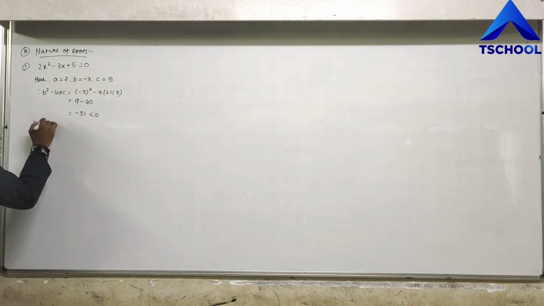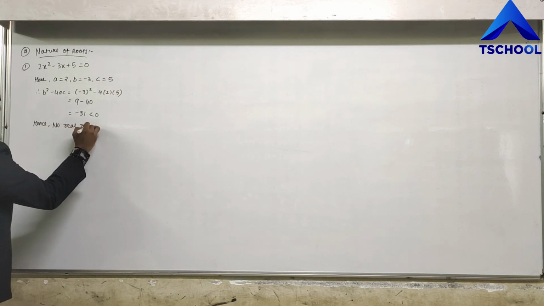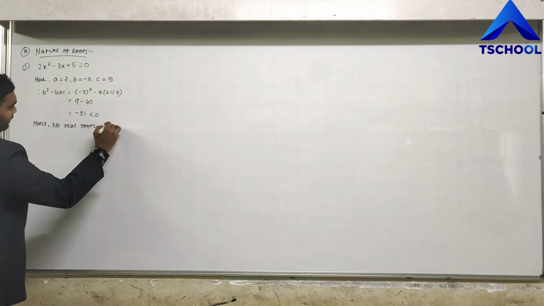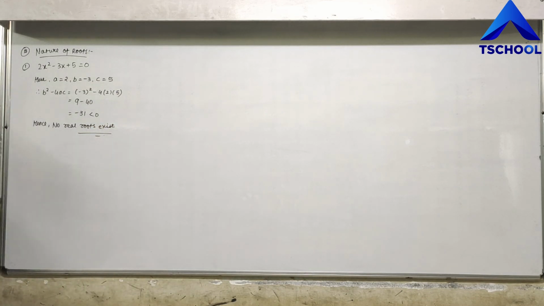Hence no real roots exist, right? Why does no real root exist? Because b² − 4ac is less than 0.